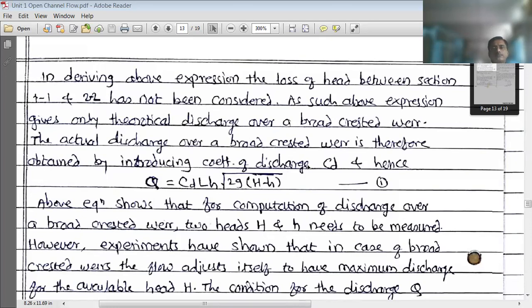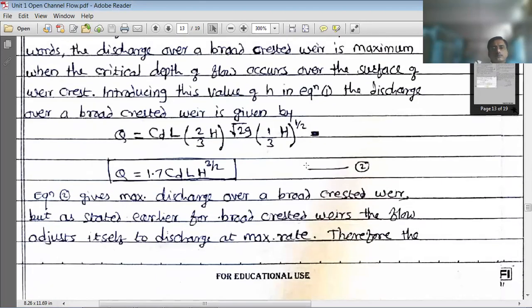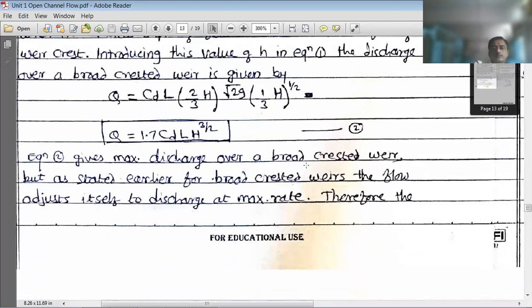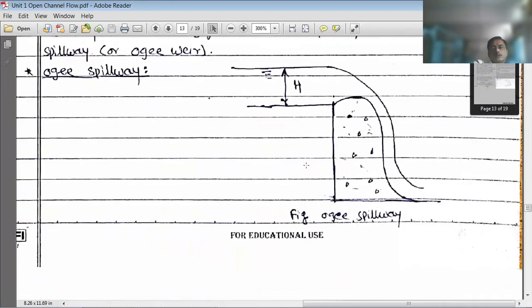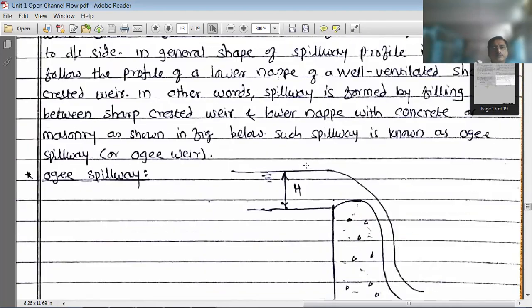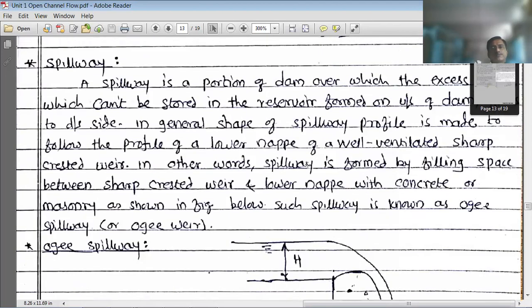Okay. Our next point is spillway. Write on the title spillway. What is the meaning of spillway? Once again.